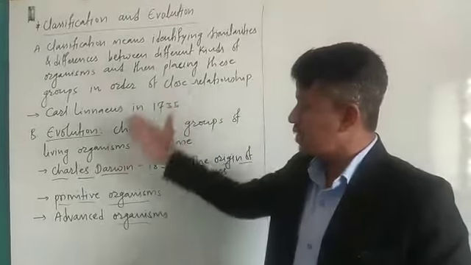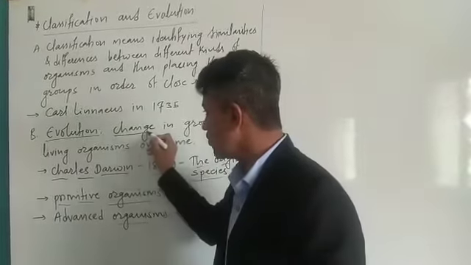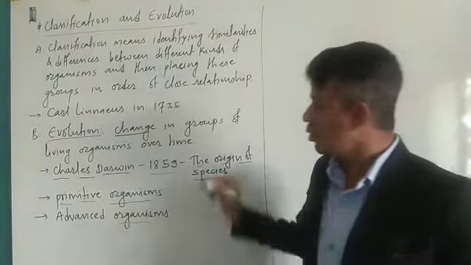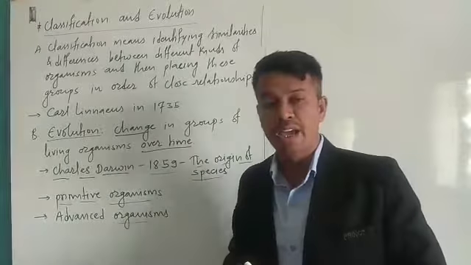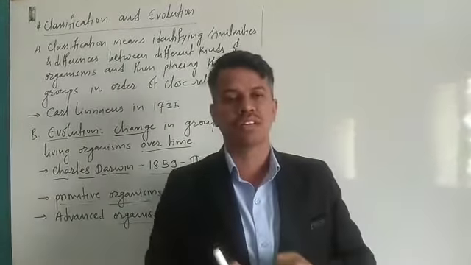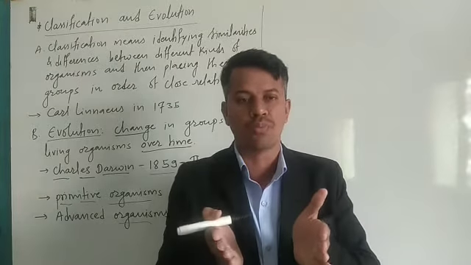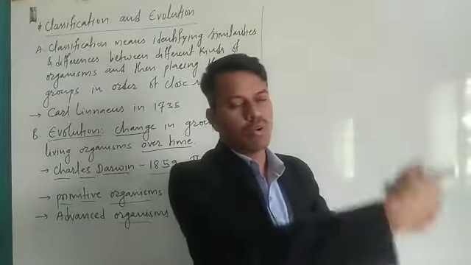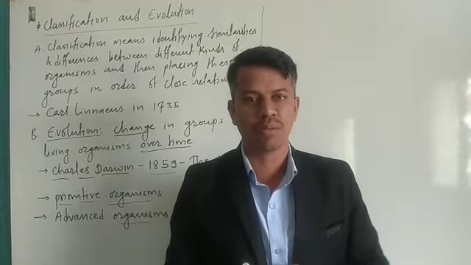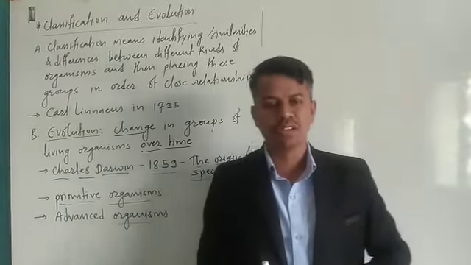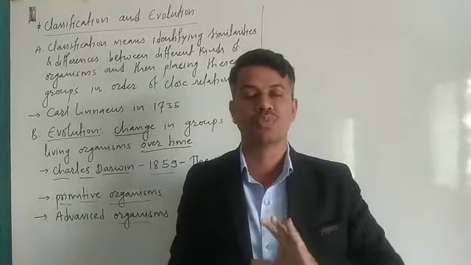But how does classification link with evolution? See here the change: how does change occur over a period of time, and why? Because of the existence and survival of life. Whatever the living organism's body form, it changes over a period of time in order to survive. I will give a simple example here. Take the example of monkeys. Monkeys we call the ancestors of humans.